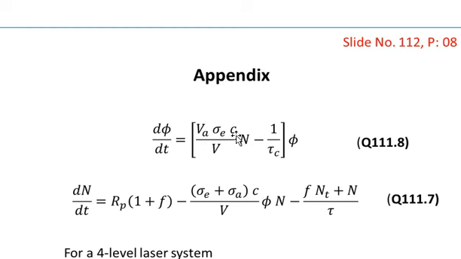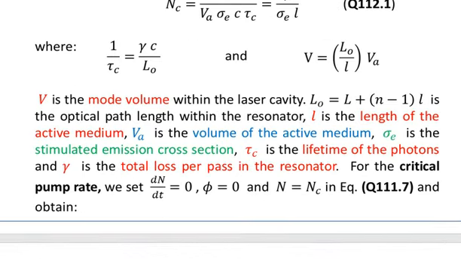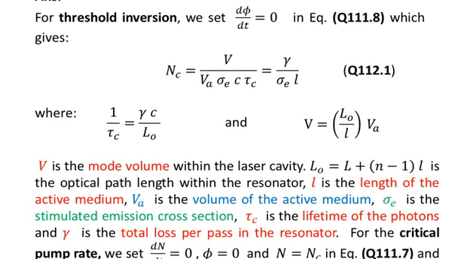So you need to solve for the value of n, which will give you the threshold value or the critical value. Setting that derivative equal to 0 in equation 111.8, we get NC is equal to capital V over VA into sigma E into C into tau C, and this is equal to gamma over sigma E into L.